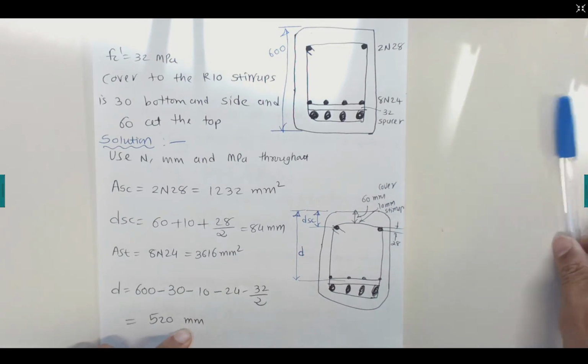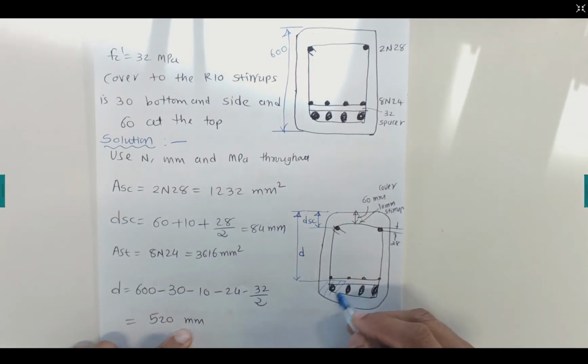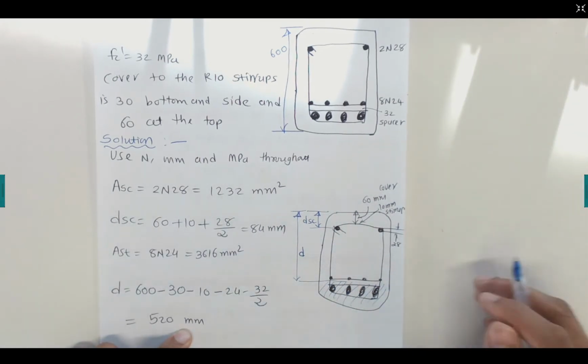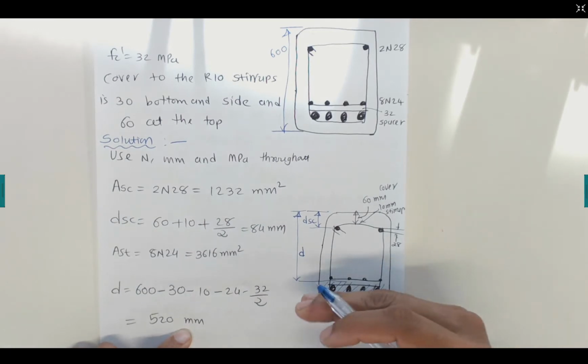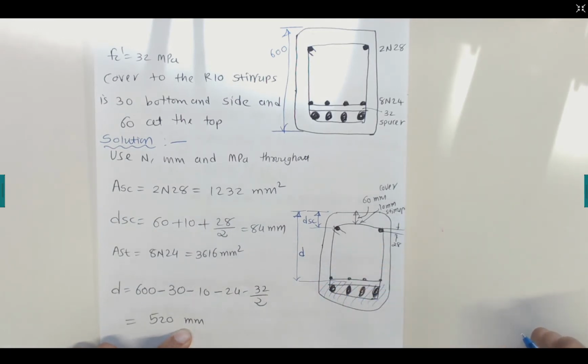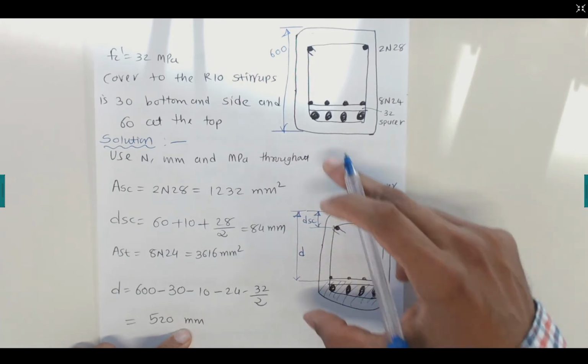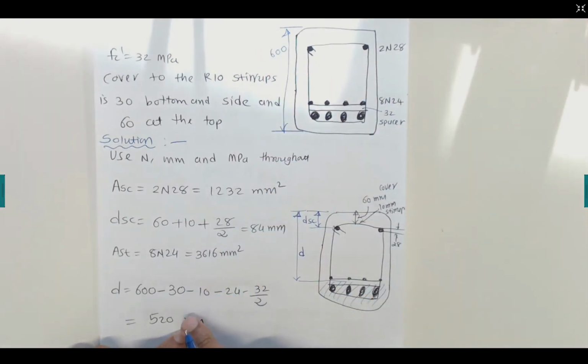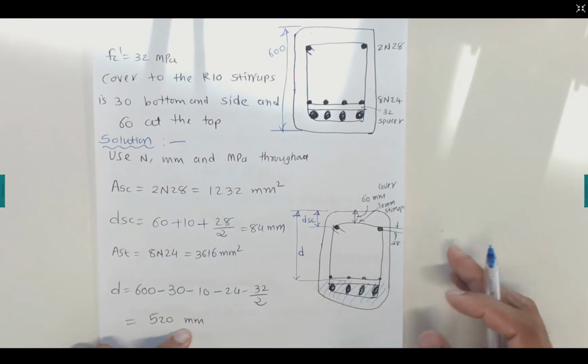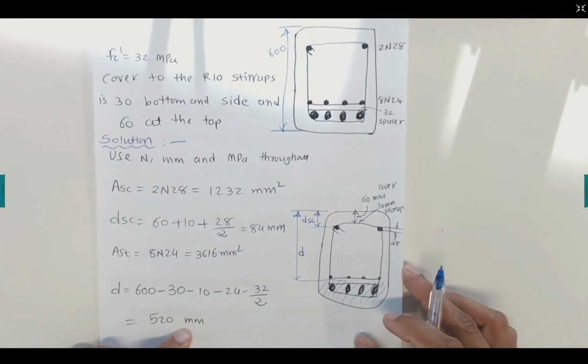Please note that this cover section we are not considering in the design. This cross section we are just removing from our design. We are not designing for 600, we are designing for 528 millimeters, because this cover is just to protect the reinforcement from the external environment, for example from corrosion.